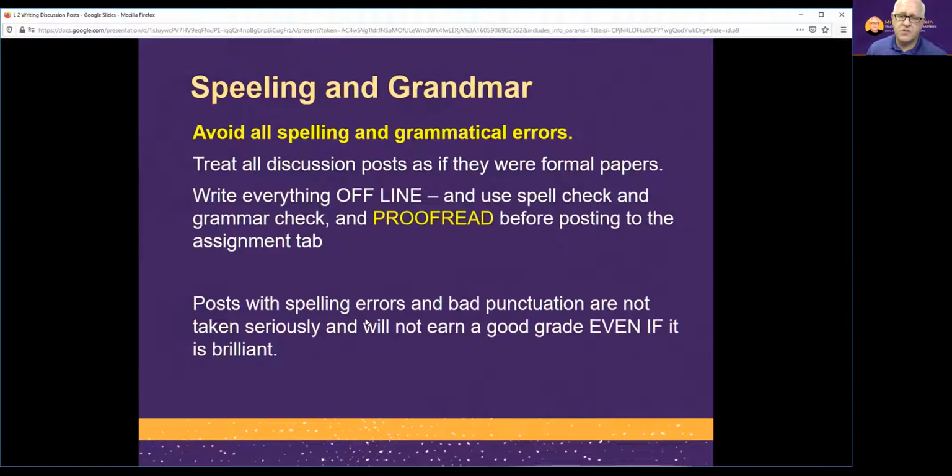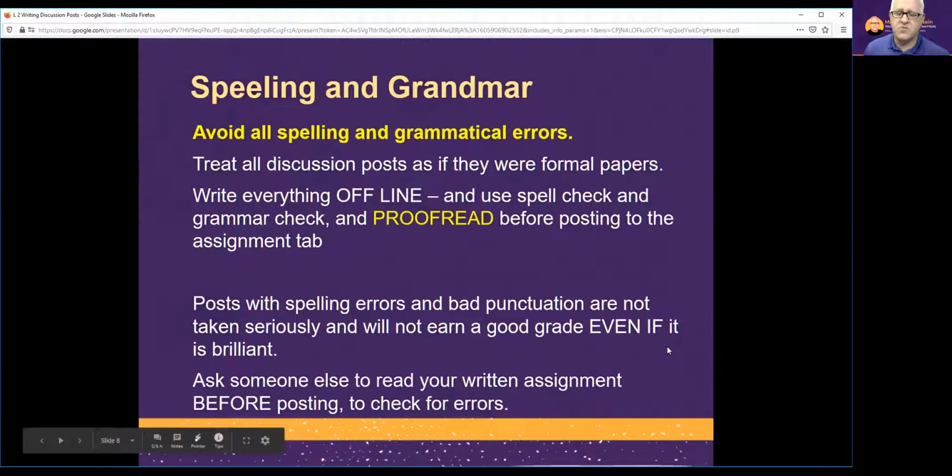Posts with spelling errors and bad punctuation are not taken seriously and will not earn a good grade, even if all the content was brilliant. Let me repeat that. Posts that have spelling errors and poor punctuation are not taken seriously and will not earn a good grade, even if it's brilliant. For me, as I'm grading these, before I even read them, I check for punctuation, grammar, spelling errors. If there's a bunch of them in there, it doesn't get taken seriously at all.